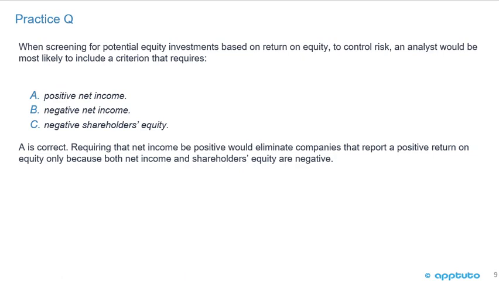A is correct. Requiring that net income be positive would eliminate companies that report a positive return on equity only because both net income and shareholders' equity are negative. And that's the last slide for this LOS.